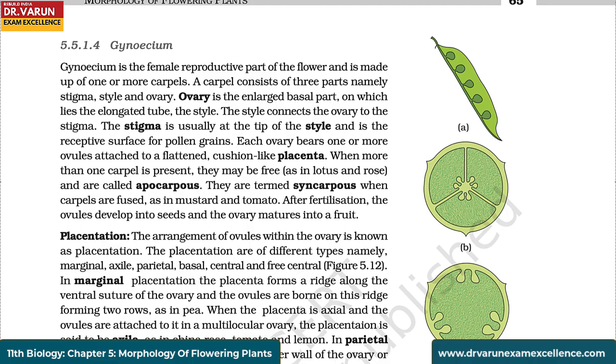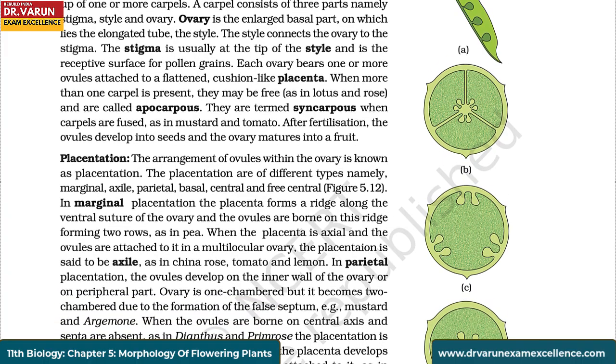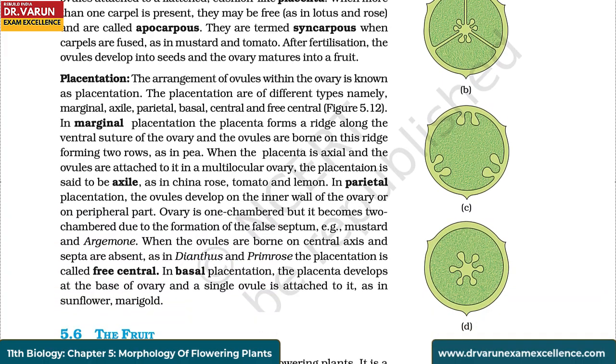When more than 1 carpel is present, they may be free, as in lotus and rose, and are called apocarpous. They are termed syncarpous when carpels are fused, as in mustard and tomato. After fertilization, the ovules develop into seeds and the ovary matures into a fruit. Placentation. The arrangement of ovules within the ovary is known as placentation. The placentation are of different types, namely marginal, axial, parietal, basal, central, and free central.